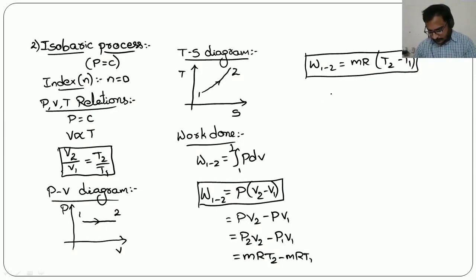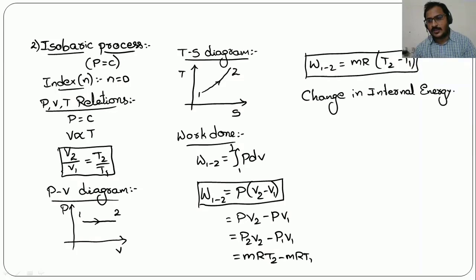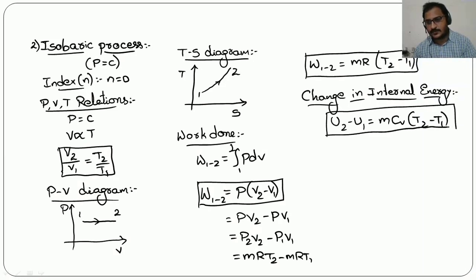Now, the change in internal energy, U2 minus U1, is equal to mCv (T2 minus T1). So this is the formula for change in internal energy.